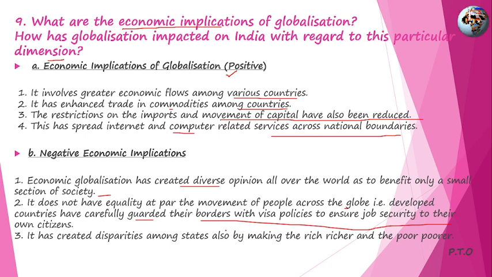So this is the second one, and the next is that it has created a disparity among states by making the rich richer and the poor poorer. What does it mean? It also creates disparity among the states, because the rich are becoming richer and the poor are becoming poorer, as they have different sources.